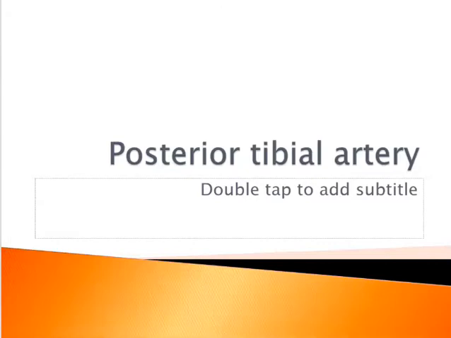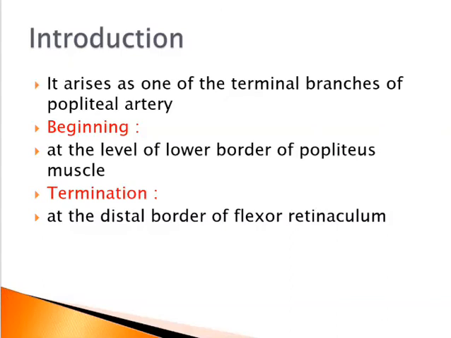Then we come to posterior tibial artery. It is one of the terminal branches of popliteal artery. The beginning is at the level of lower border of popliteus muscle. Termination at the distal border of flexor retinaculum.